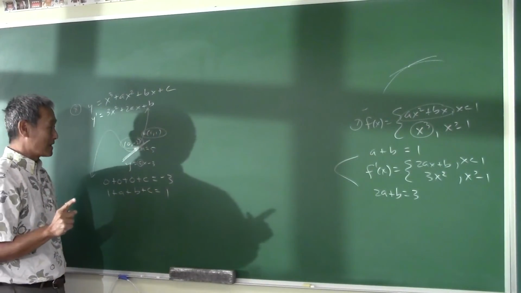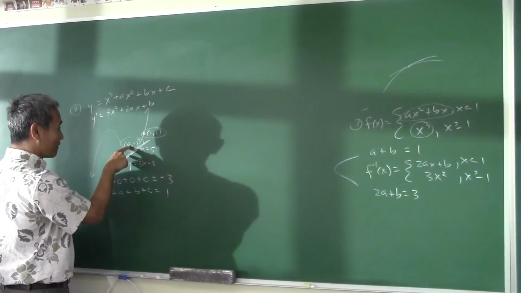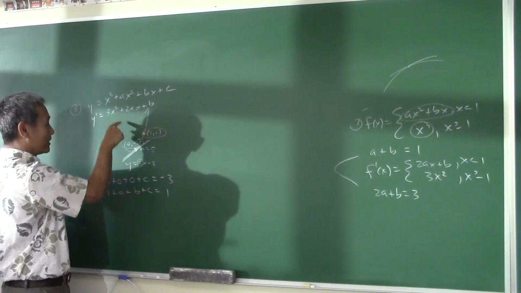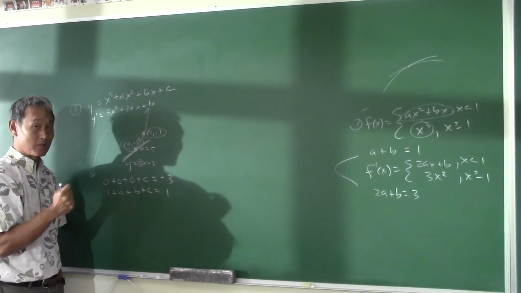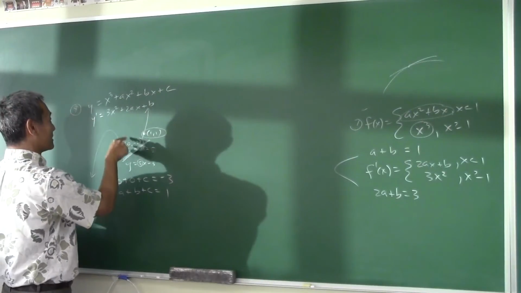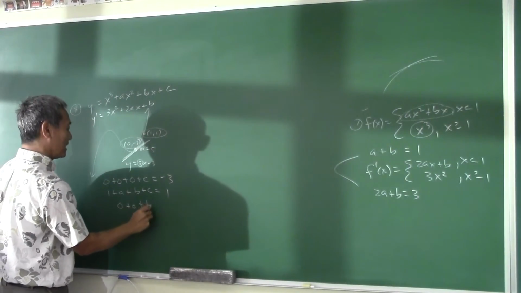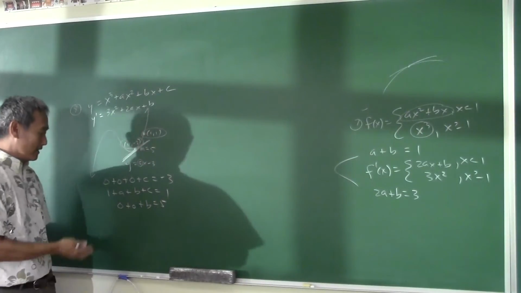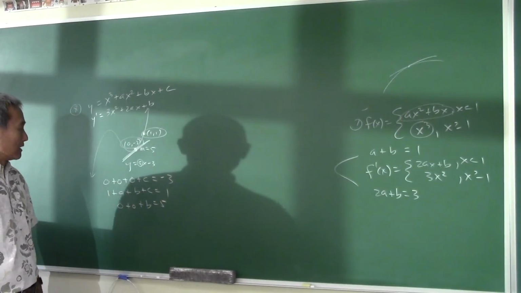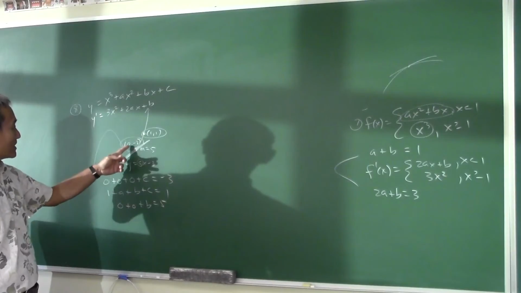And finally, the last equation, if I plug in 0 for x into the derivative, you will get 5 because that's what the slope is. So if I plug in 0 into the derivative, you get 0 plus b equals 5, and then you just solve those equations. Now, like I said, this one's easy because of the 0 here.